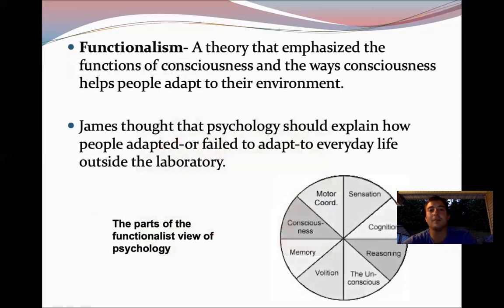All right, so functionalism, a theory that emphasizes the functions of consciousness and the ways consciousness helps people adapt to their environment. So James wanted to apply this idea of functionalism to everyday life in a natural setting. For the most part, he would observe people in their natural setting, let's say in a park, at work, or in their leisure time. And he would analyze these people and write these observations down.